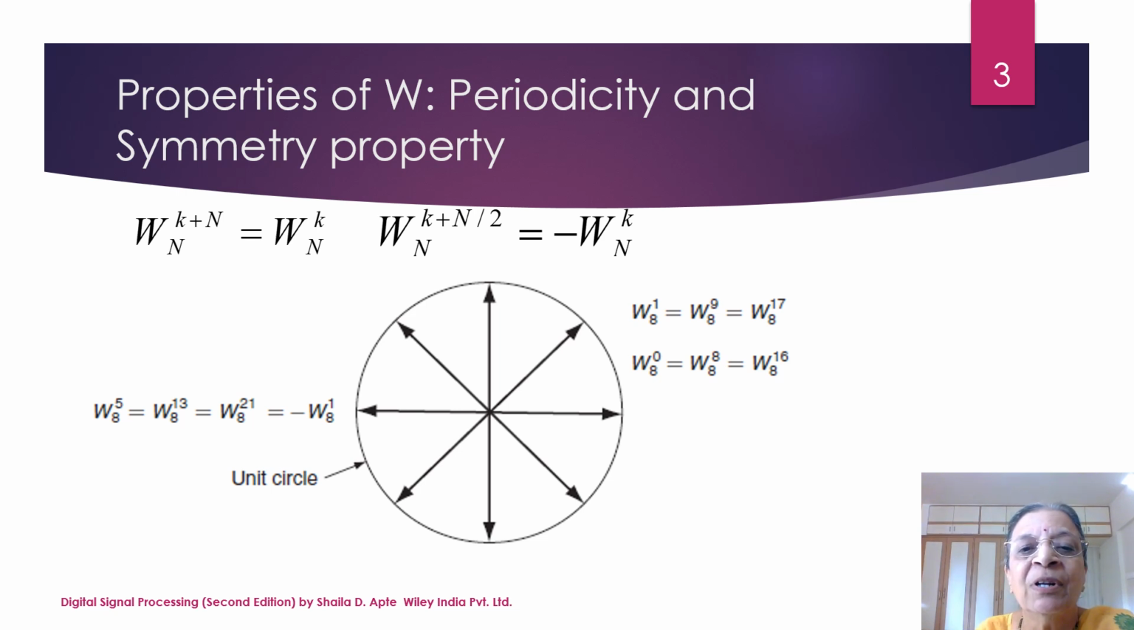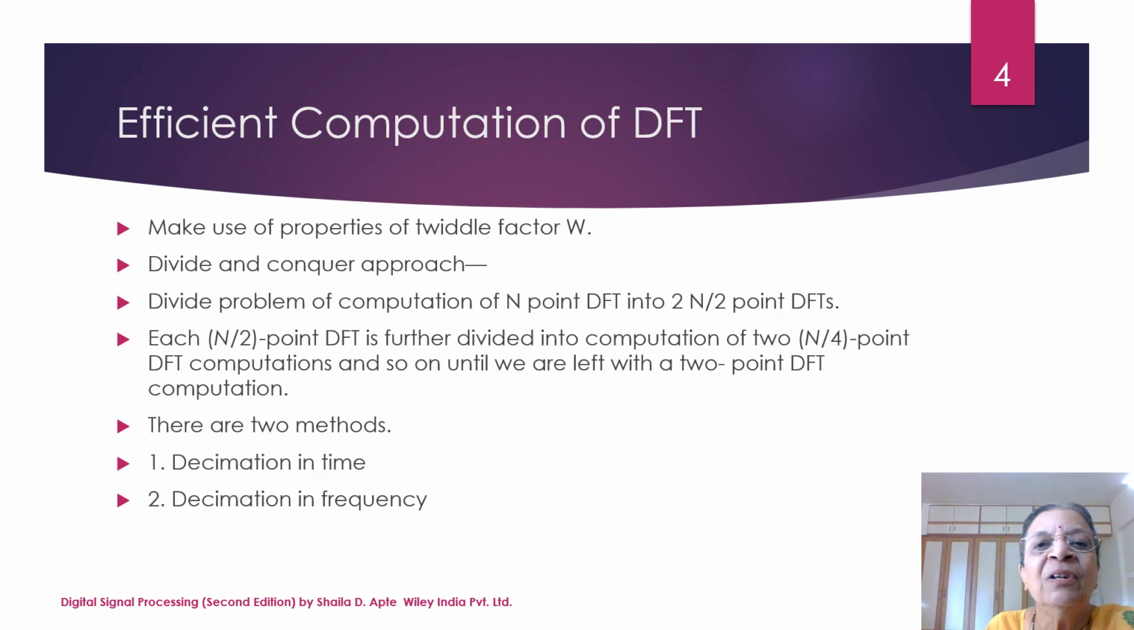Similarly, there is a property called the symmetry property, in the sense W8 raised to 1 is the same as W8 raised to 5 with a negative sign. So this is the symmetry property. This is the same as this one with the same magnitude, but the sign is different. Similarly, all these factors are symmetrical with respect to each other, and so on, right?